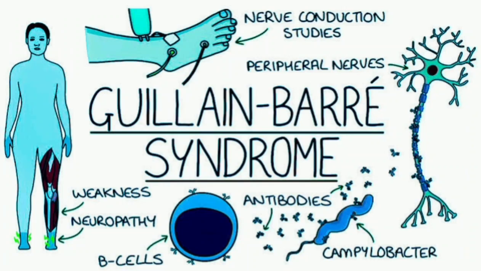In this video I am discussing Guillain-Barre syndrome. In GBS, we do a nerve conduction study. The peripheral nerves are affected. The features are weakness and neuropathy. It is ascending, starting from the lower limb, of sudden onset, an acute condition, and there are antibodies positive against Campylobacter. Campylobacter is the organism responsible for Guillain-Barre syndrome.